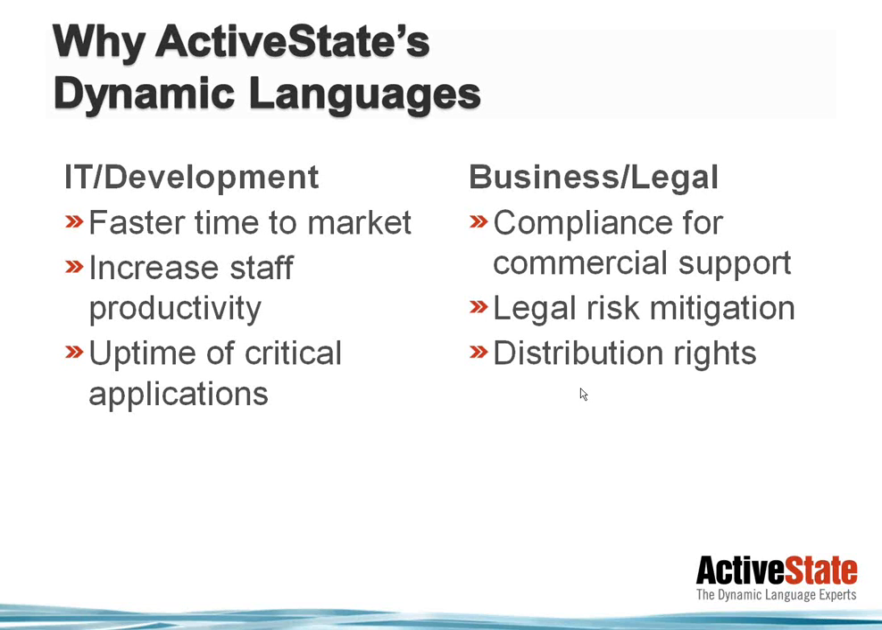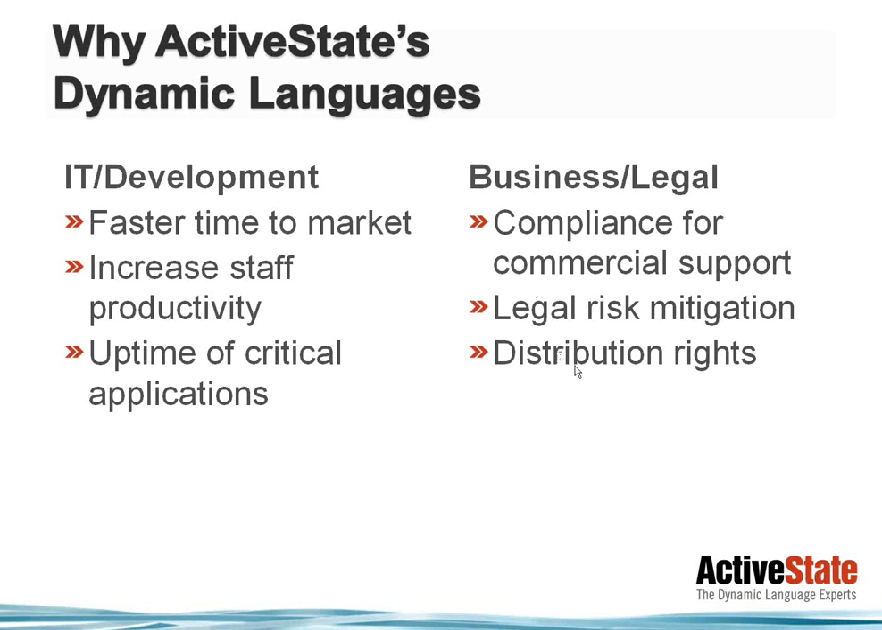So a number of those challenges that we talked about on the previous slide, we help our customers with, and as a result, they can get to market quicker with what they're doing around dynamic languages, which leads into increased staff productivity. And then finally, another key reason why customers deal with us is uptime on critical applications. We often say we're the throat that our customers can choke when they run into troubles. And so these are some of the key reasons why customers come to us from an IT development perspective.